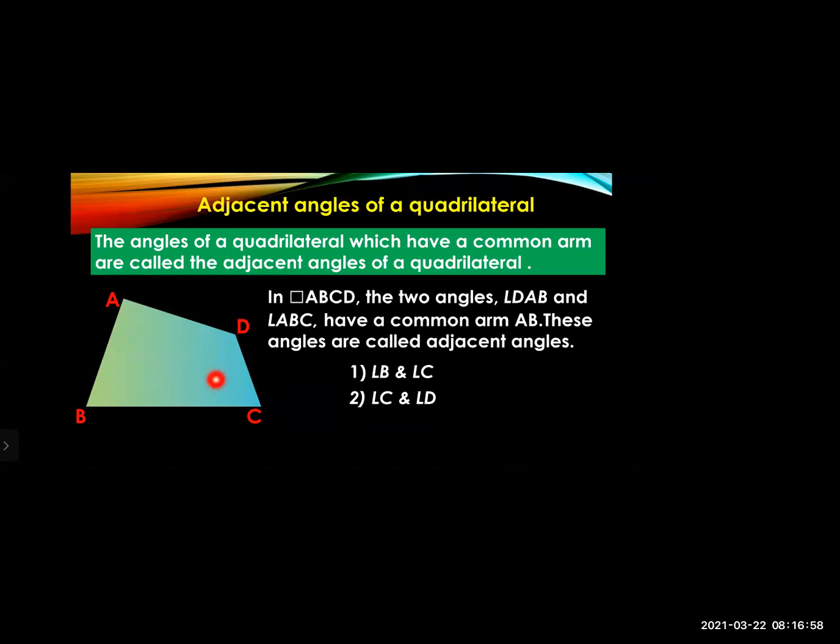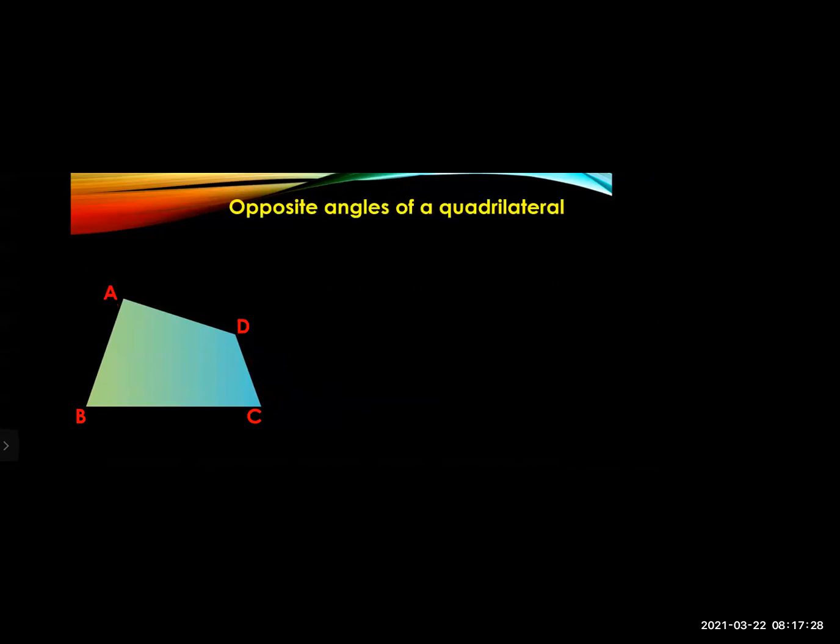In this, which is the common arm? CD is the common arm. Then angle D and angle A. So angle CDA and angle DAB. So these angles are neighboring or adjacent angles. So remember, okay, that adjacent angles always have a common arm.